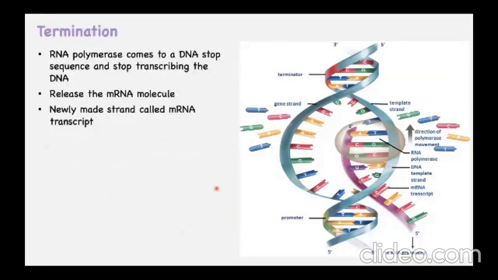And lastly is the termination. In termination, the RNA polymerase comes to a DNA stop sequence and stops transcribing the DNA. So it will meet the 3 stop codons, which are UAA, UAG and UGA. Yeah, correct. UAA, UAG, UGA. So when it stops, it releases the mRNA molecule, the pre-mRNA strand.